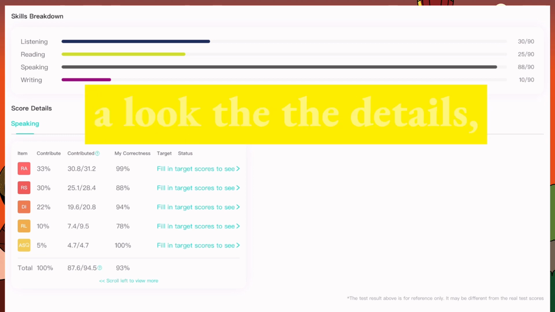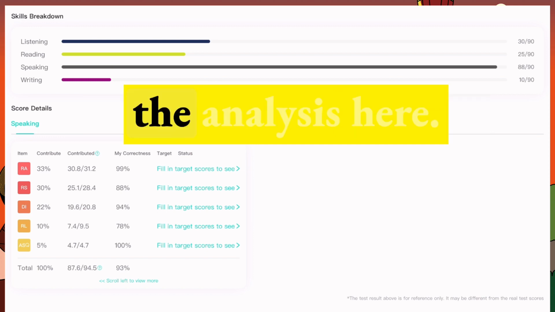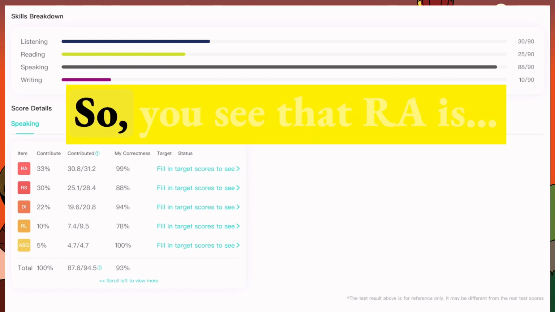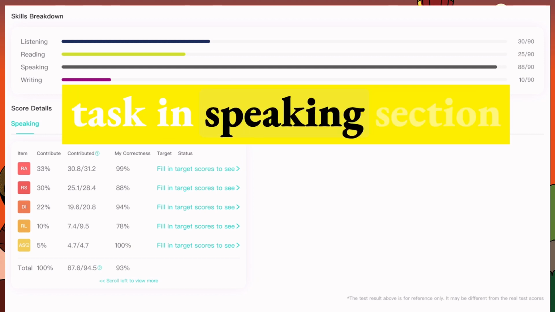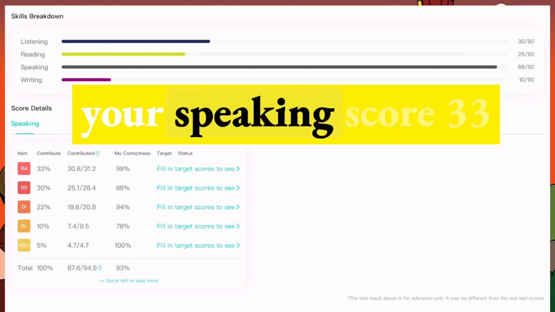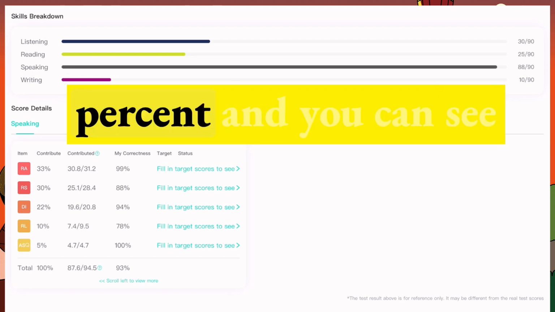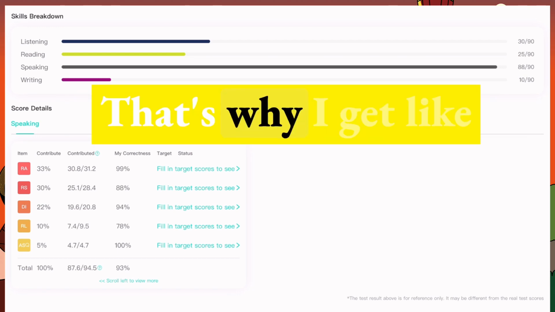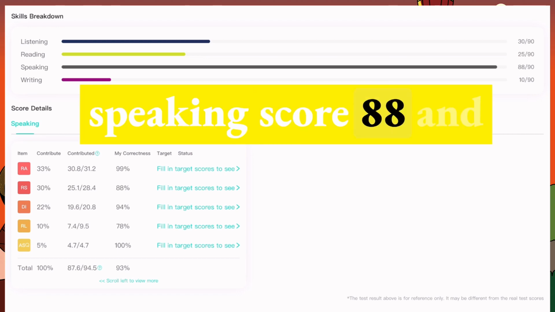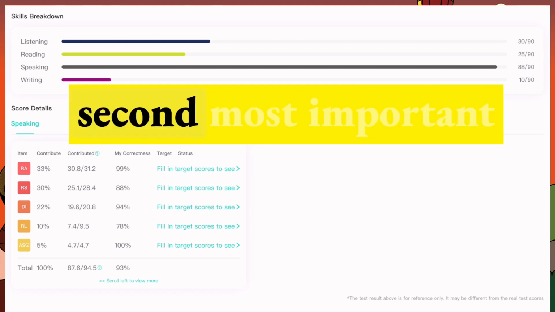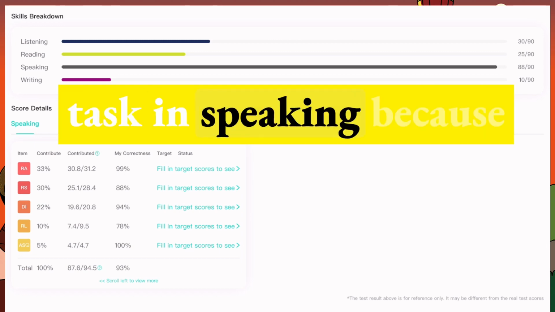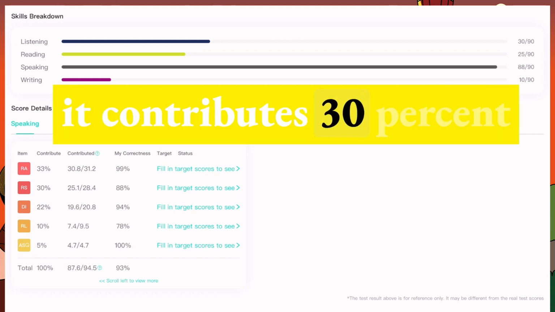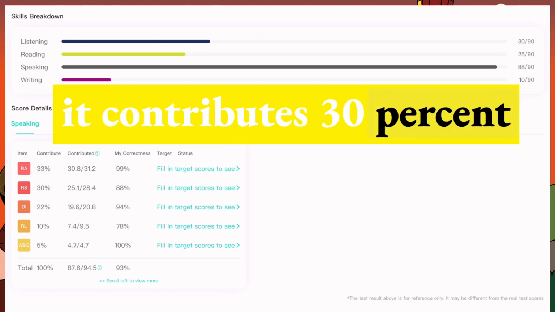Okay, let's have a look at the details, the analysis here. So you see that read aloud is the most important task in the speaking section because it contributes 33% to your speaking score. And you can see my correctness is 99%. That's why I got a speaking score of 88. And repeat sentence is the second most important task in speaking because it contributes 30% to your speaking score.